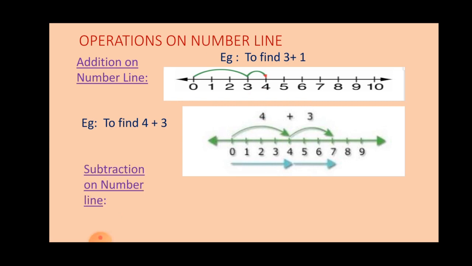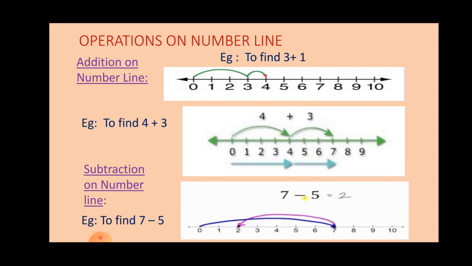Now here comes subtraction of 7 and 5. You have to draw one straight line in the same way, and then mark all the whole numbers on it at an equal distance. The first number is 7. So from the point 0 we need to move right to the number 7.